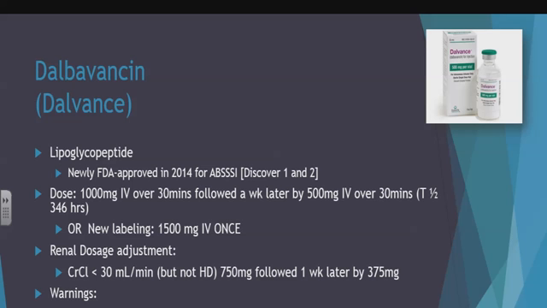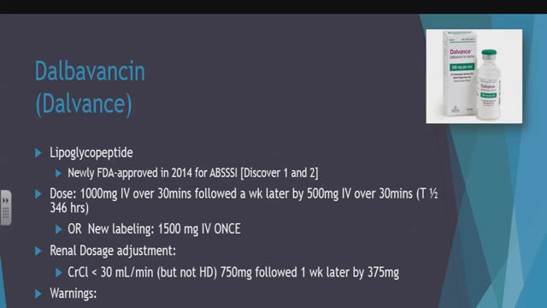Soapboxy, sorry. All right, so dalbavancin or Dalvance is a lipoglycopeptide. It was newly FDA approved in 2014 for the treatment of exactly this indication, right? It is one of these long-acting glycopeptides. So it's similarly shaped to vancomycin, right? But it has a lipophilic structure on it to make it almost depot-like, okay?